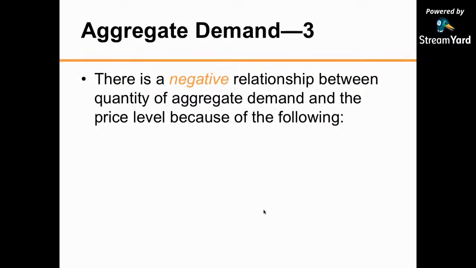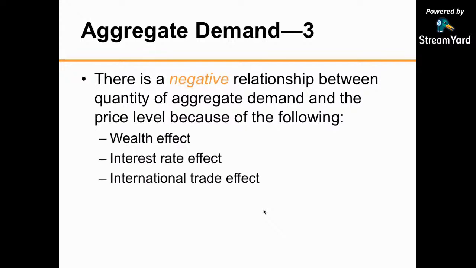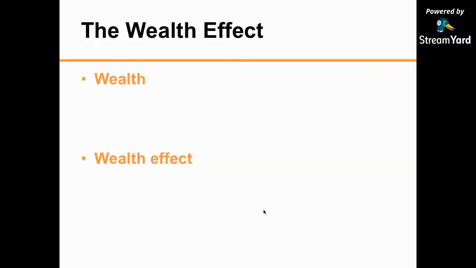Now, the negative relationship between the quantity of aggregate demand and the price level is because of three different things. One is the wealth effect, two is the interest rate effect, and three is the international trade effect. Each of these effects is covered in their own slide, so we'll go ahead and move on.